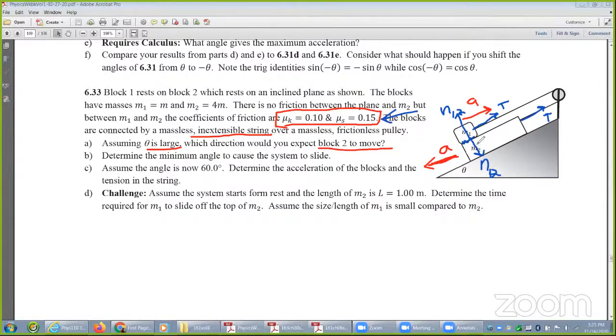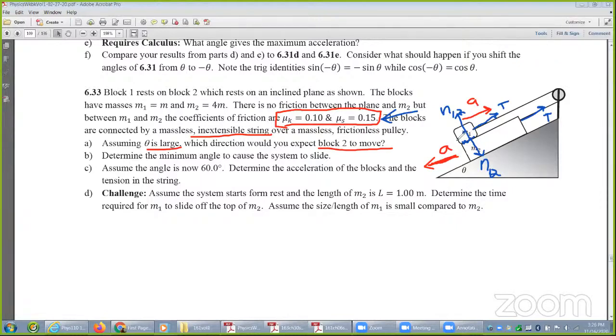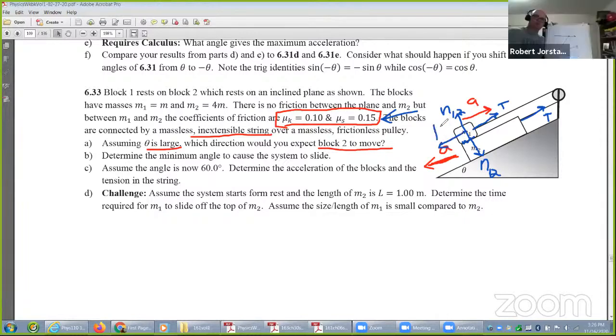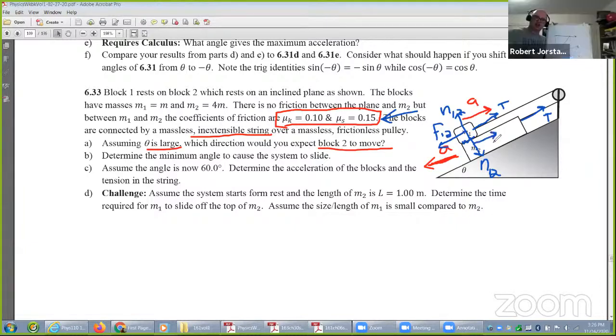Friction. Which way does friction act on 1? Up the plane or down the plane? Which way is 1 moving? M1's moving up the plane, so friction is this way. So then which way is friction on 2? Up the plane. Yeah, think about it. 1 is trying to drag block 2 up the plane, while 2 is trying to drag block 1 down the plane.